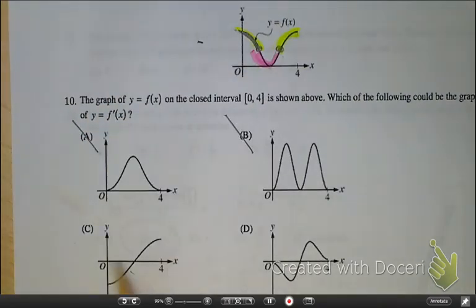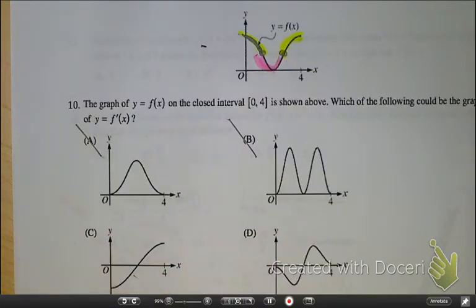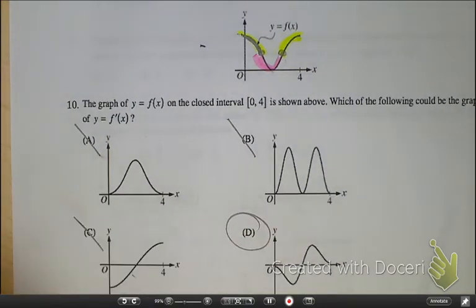So of these 2 options, D is the one that starts with decreasing, then back to increasing, and then back to decreasing again, whereas C is increasing the whole time. Since this function is increasing the whole time, its original function would have always been concave up. That means D is the only correct answer choice here.